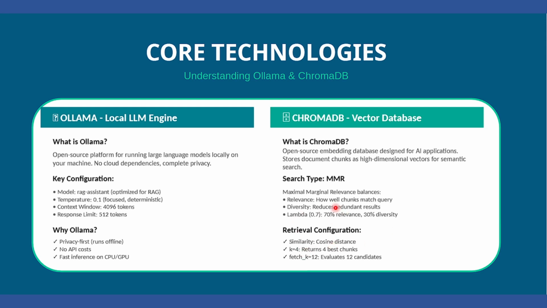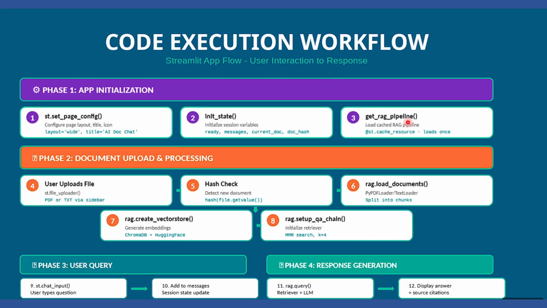Now these are some retrieval configurations. We are using cosine distance currently with top K 4 search results, and it will evaluate around 12 candidates, meaning 12 chunks, whatever it is creating. Now for code execution, how this works: first is app initialization, so it goes here and comes into the init stage, get RAG pipeline. I will go through the code. Then the user uploads, hash check, RAG load documents, and finally input, add messages, RAG query, and display the answer.